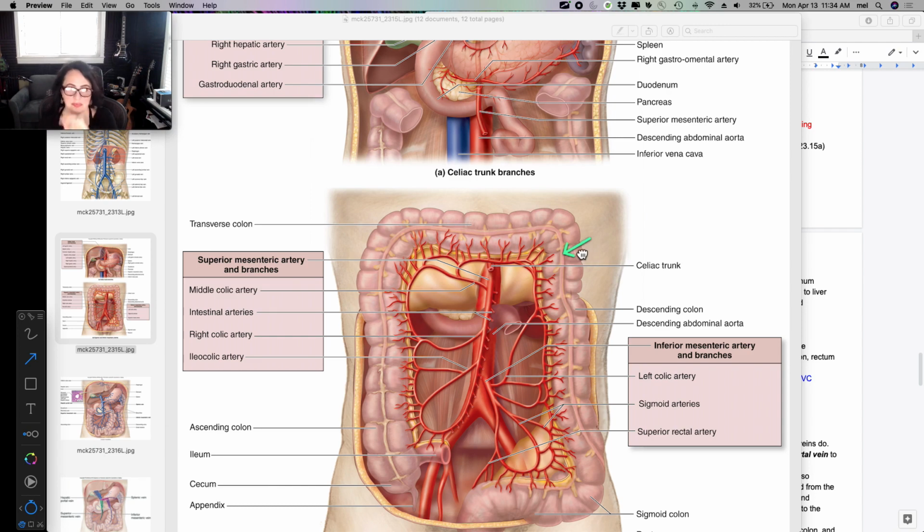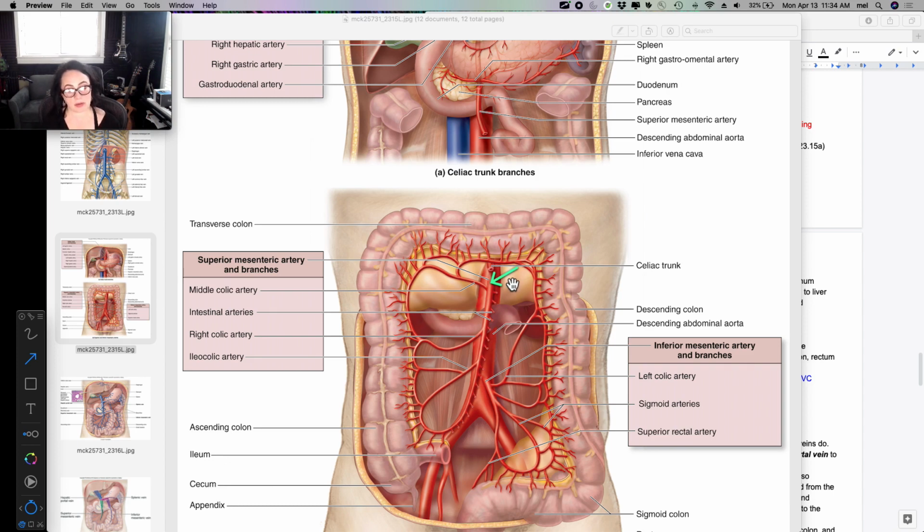Okay, so what this picture did is cut off the stomach, the spleen, the liver, all of that stuff that would have been supplied by the celiac trunk, so that you could see the rest of what was supplied in the guts. And primarily you're looking at 2 big branches right here. This big honkin' branch right here is the superior mesenteric artery.